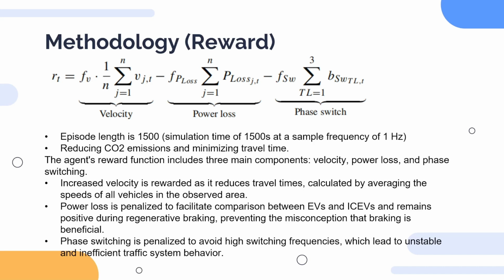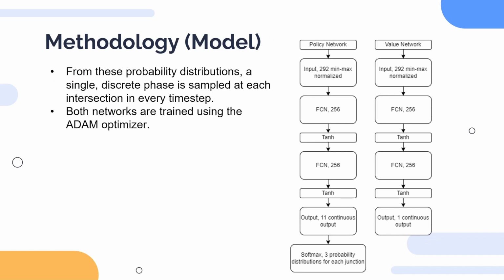Next. Now we will talk about the reward function design in this study. The researchers fixed the episode length at 1,500 seconds and tried to reduce carbon dioxide emission and travel time. Therefore, the final reward function consists of 3 main components: velocity, power loss, and phase switching. The 3 F's in the equation are the weights for each component.